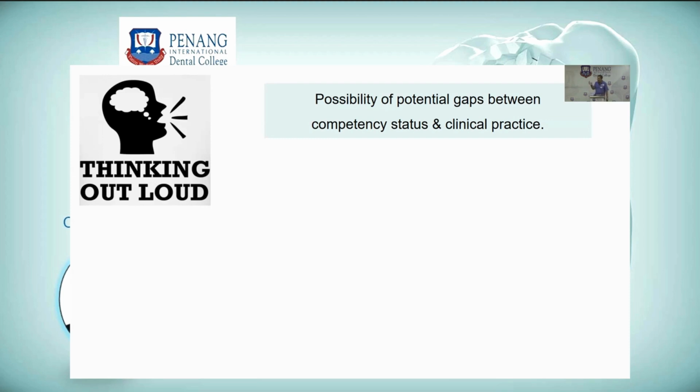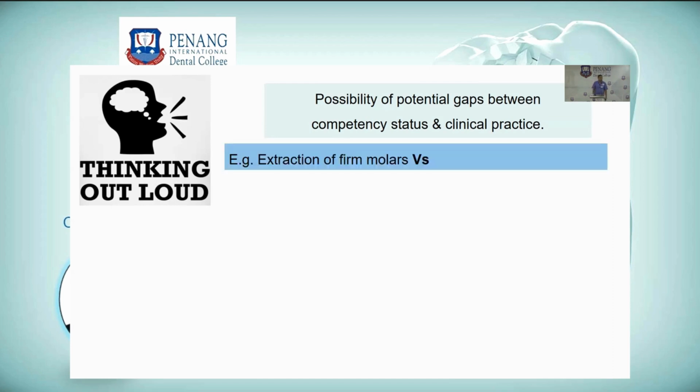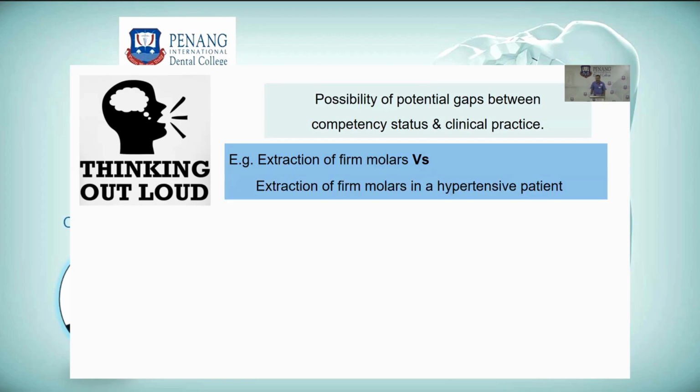Okay, so there is this gap that was recognized. A lot of students are competent. Oh, inferior alveolar nerve block, awesome, can give. But when it comes to something like extraction of firm molars, superb intra-alveolar nerve block, everything is good, luxation good, everything good. But once the student is given an extraction of a firm molar in a hypertensive case, the students get scared, right? And then suddenly they're worried how to manage it. Correct? So this is the gap between competency and managing clinical cases.